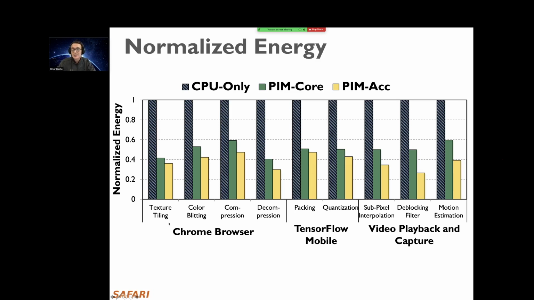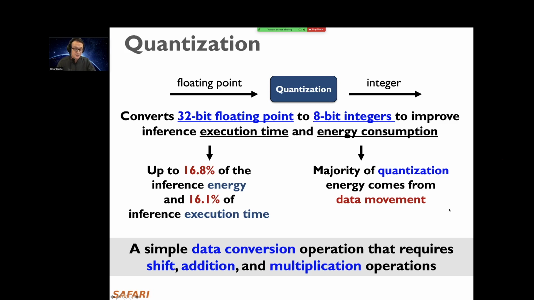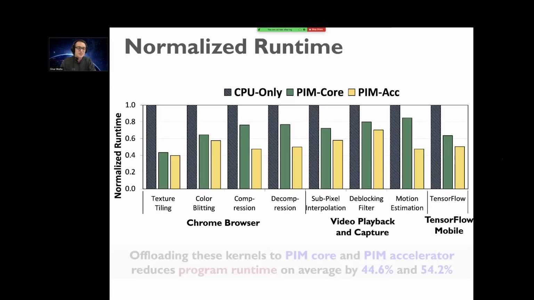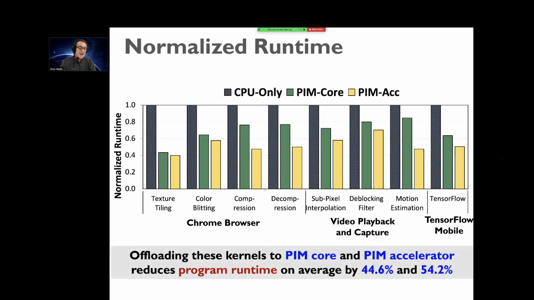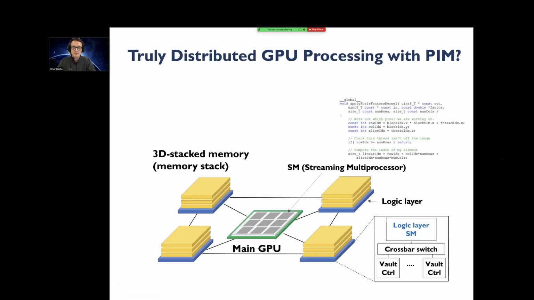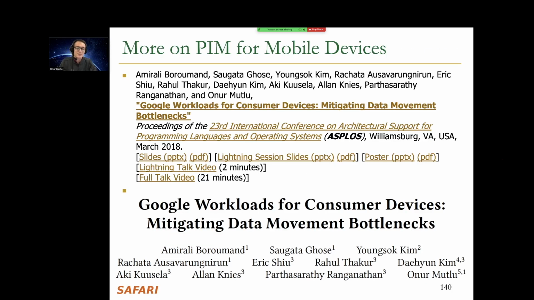And you can also see some other functions that we looked at in the Chrome browser. You see compression, decompression, texture tiling, color blending, and in the video playback and capture, we have motion estimation, for example. People already design accelerators for this in the compute-centric paradigm. Basically, we move some of those accelerators to near data. Okay, so you get significant energy and performance benefits. Clearly, specialized accelerators provide you even more performance and energy benefits compared to simple cores. Okay, so I believe this is really promising going forward.